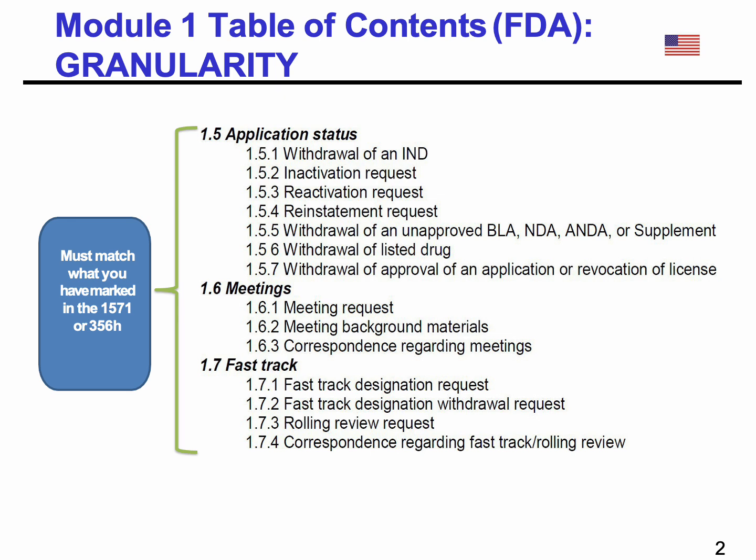Now, the same principle applies to module 1.6, where we are having meetings. So any information or documents related to meeting requests goes to module 1.6.1. Any information about meeting background materials will go to module 1.6.2. Correspondence regarding the meeting goes to module 1.6.3. And again, this is for module 1, table of contents for FDA.